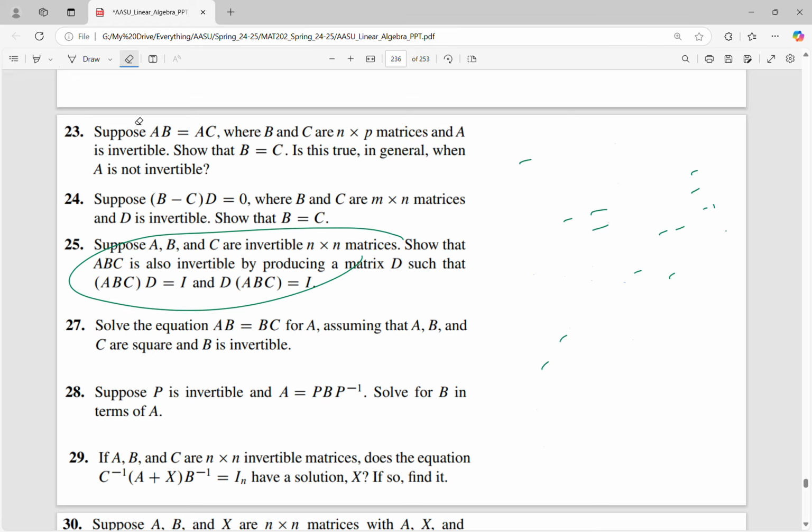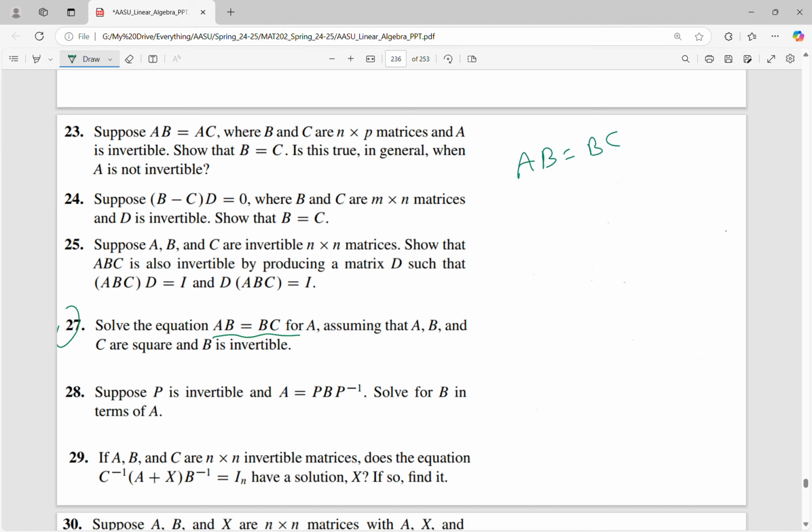Let's look at question 27, sorry. Solve the equation for A. So I have AB equals BC. The question says solve it for A. What do you mean by solve it for A? It means find A. What is A equal to? Assuming that B is invertible. So A, B, C are square matrices and B is invertible.